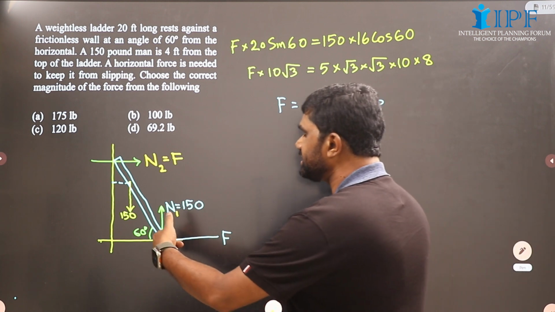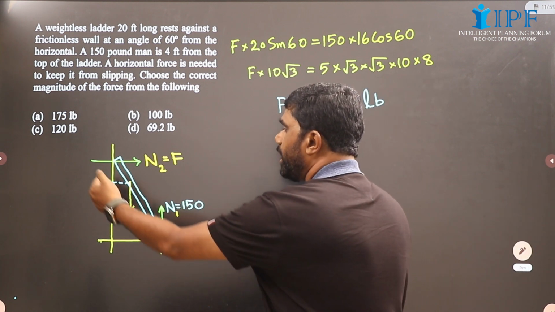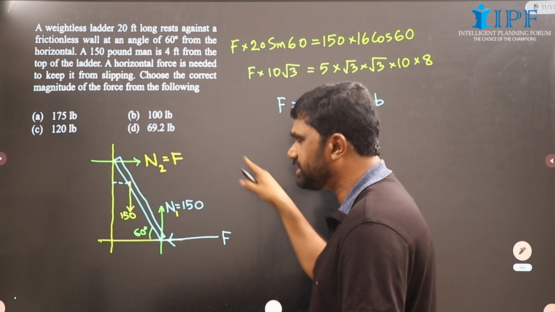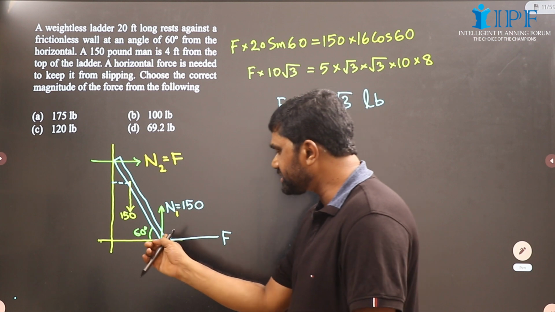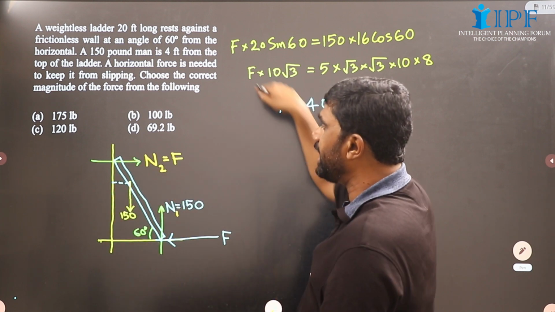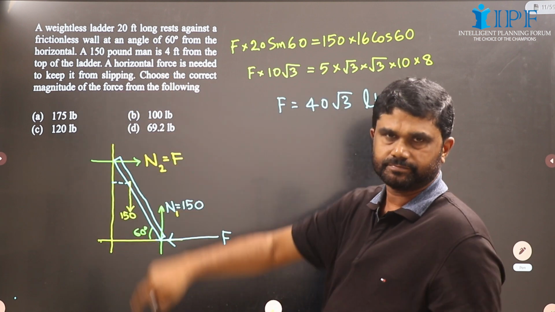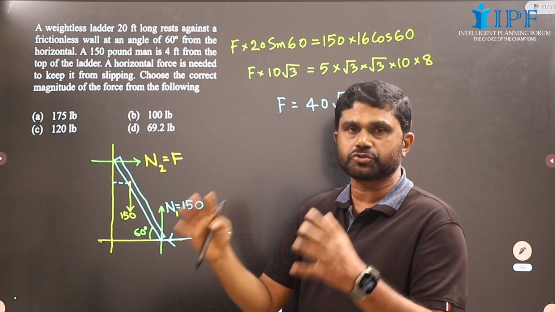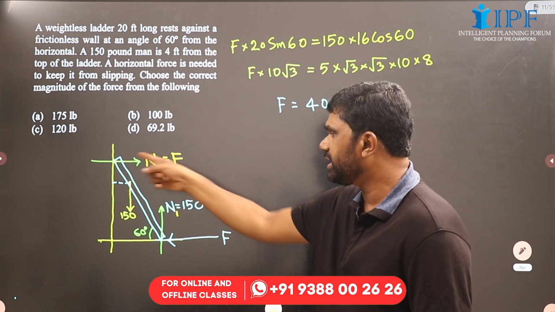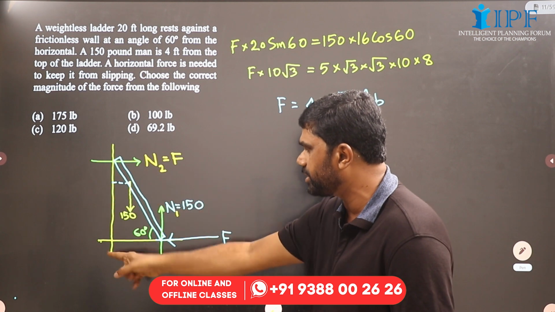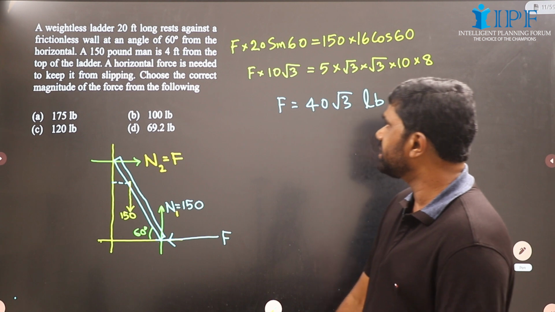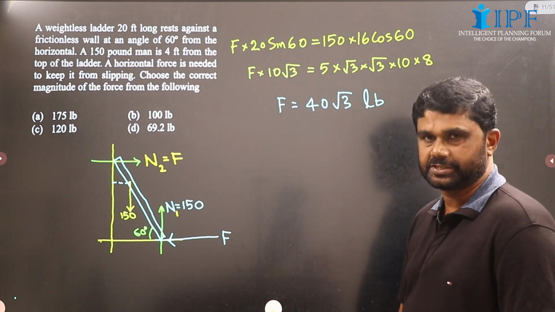If we fix the ladder at this point and apply a force like this, it will tend to turn the ladder like this, meaning clockwise. And if you fix the ladder at this point and apply a force like this, it will tend to turn the ladder counterclockwise. These 2 torques, or turning effects, should be equal. Now first let us find this turning effect: F into the perpendicular distance, that will be 20 sine 60. So F into 20 sine 60.